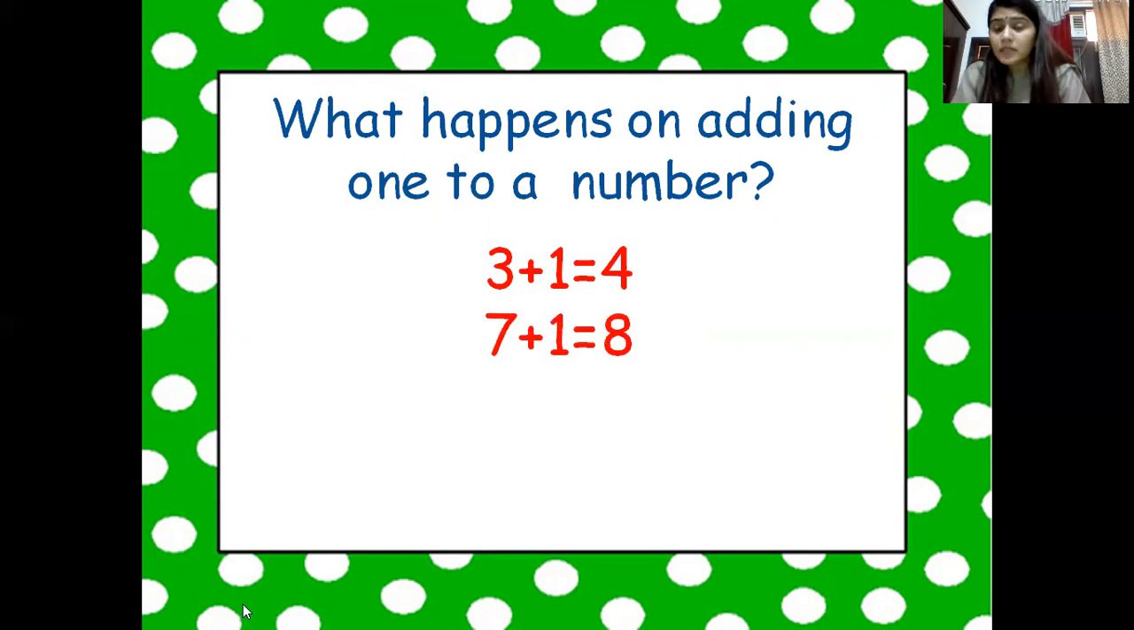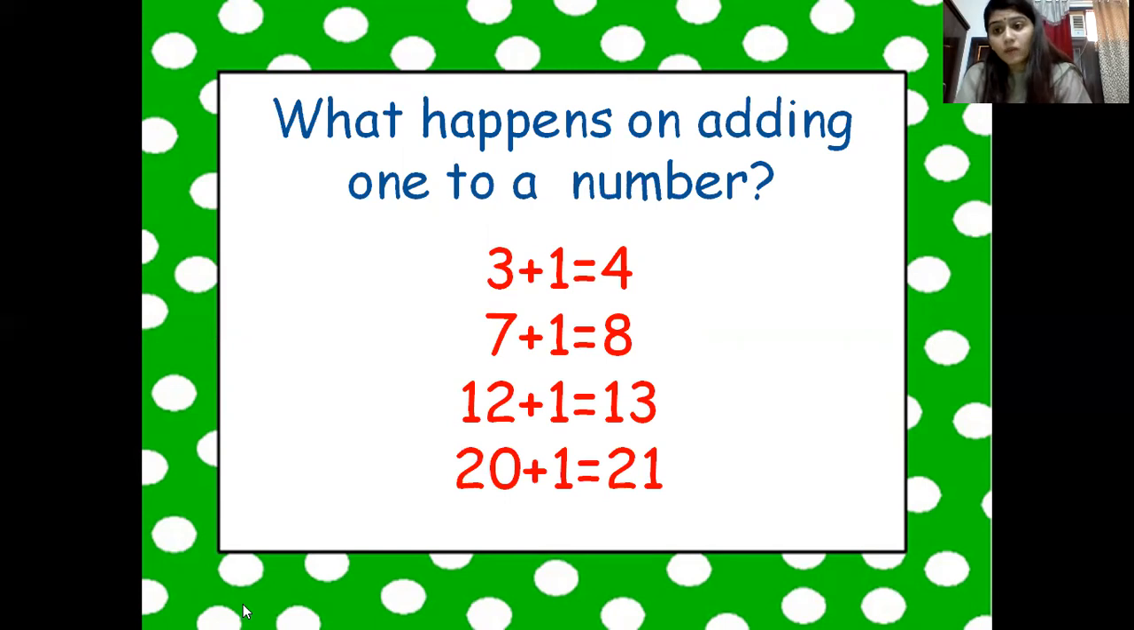Like 7 plus 1. What comes after 7? 8. Answer is 8. 12 plus 1. What comes after 12? 13. So the answer is 13 because we are adding 1. 20 plus 1. What comes after 20? 21. So the answer is the next number. This is fact number 2. Now fact number 3.